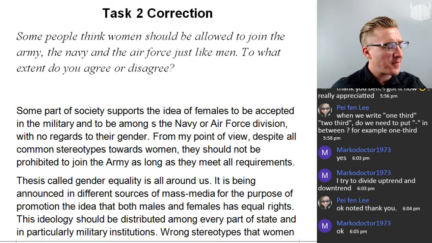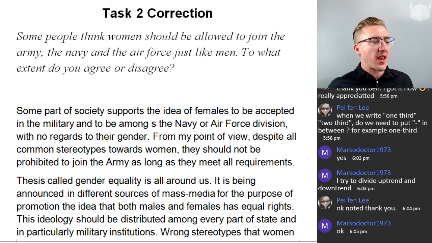Okay, guys, well, we have some Task 2 essays to check, and let's read the topic first. Some people think that women should be allowed to join the Army, the Navy, and the Air Force just like men. To what extent do you agree or disagree? So maybe some controversial opinions here. Let's see. We've got 4 essays to check.